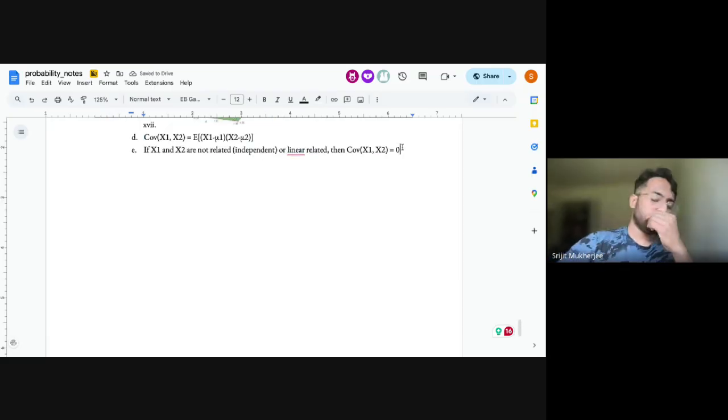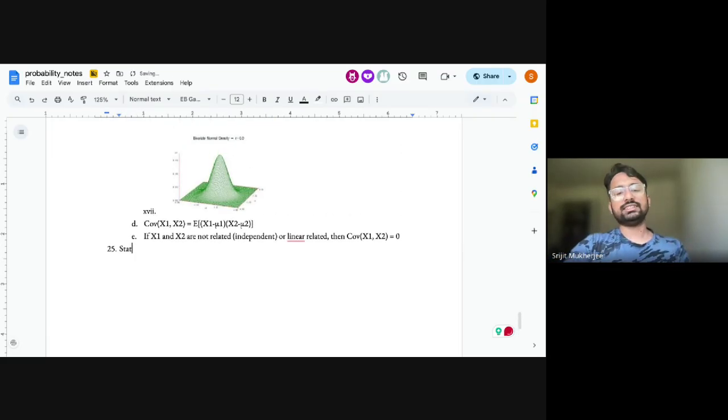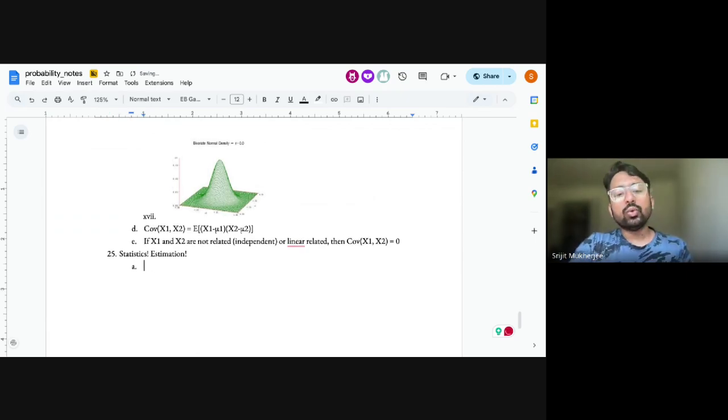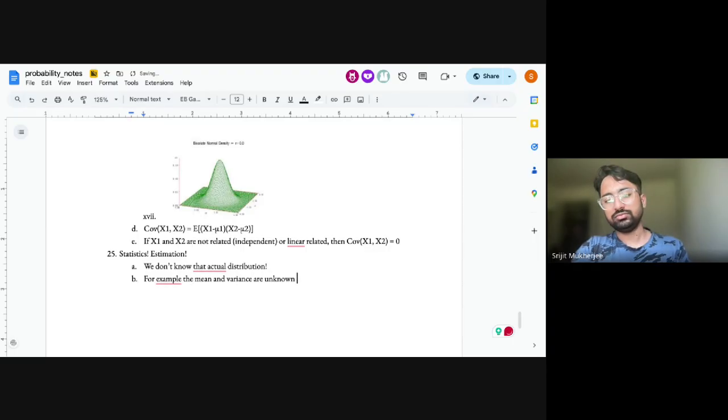The next natural question, another thing that is left, is statistics. Where is statistics coming in? Where is this estimation coming in? We are finding this W, right? The thing is that we don't know the actual distribution. For example, the mean and variance are unknown to us, right? The mean and variance are unknown to us. So what do we do?